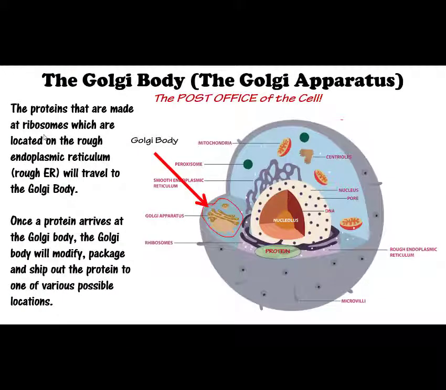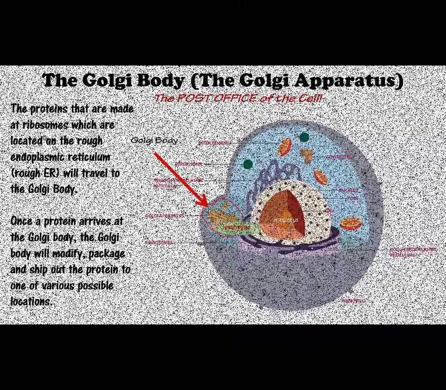The Golgi body, or Golgi apparatus, can be thought of as the post office of the cell. The proteins that are made at ribosomes, which are located at the rough endoplasmic reticulum, will travel to the Golgi body. Once a protein arrives at the Golgi body, it will be modified, packaged, and shipped out to one of various possible locations.